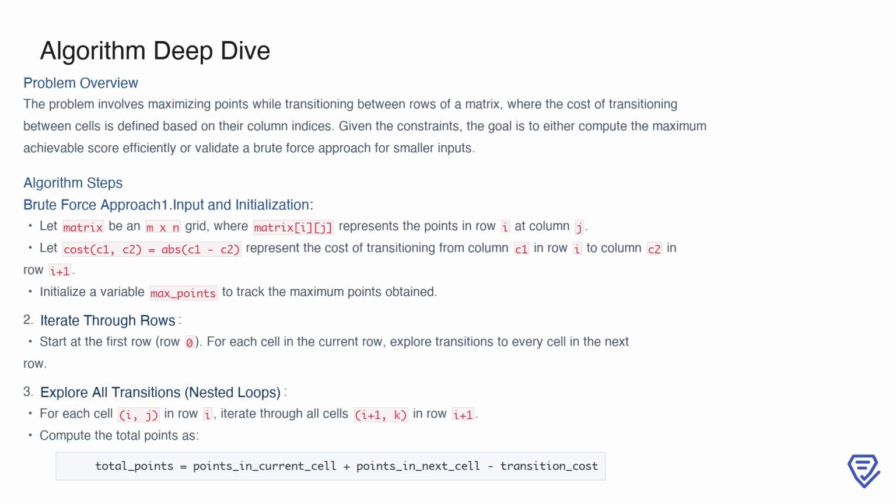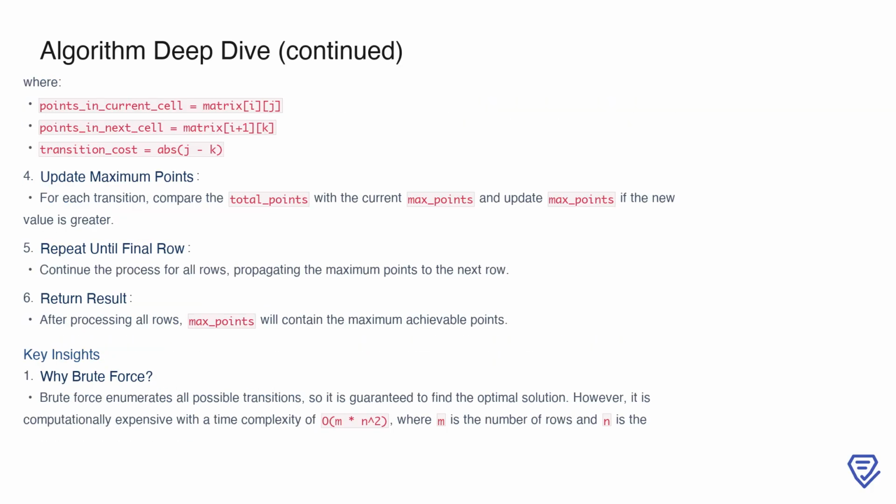By iterating through all combinations of transitions, we can calculate the total points for each path, which is the sum of the points in the current cell and the next cell, minus the transition cost. This approach ensures that we evaluate all possible paths to find the optimal one, but it's computationally expensive due to its nested loop structure. The total points for any transition are determined by considering three components: the points in the current cell, the points in the next cell, and the cost of transitioning between the two cells.